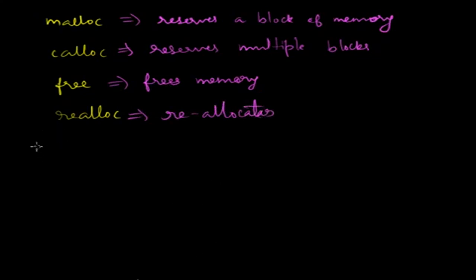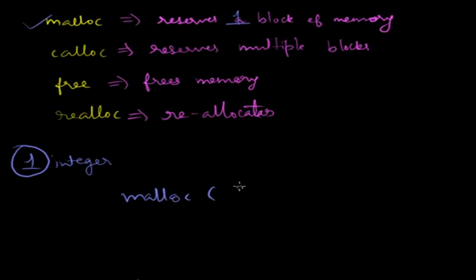Now let us say you want to allocate one integer. You have to allocate only one integer, so you can use malloc because it reserves one block of memory. You can allocate this using malloc, by calling the function malloc and passing it how many bytes you want to reserve. So we know that integer is 4 bytes. So this way 4 bytes are allocated in the heap.